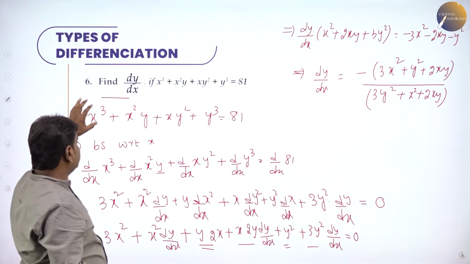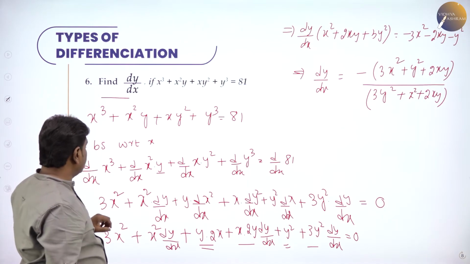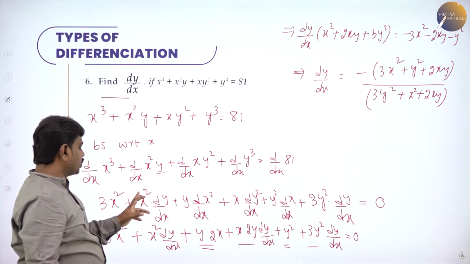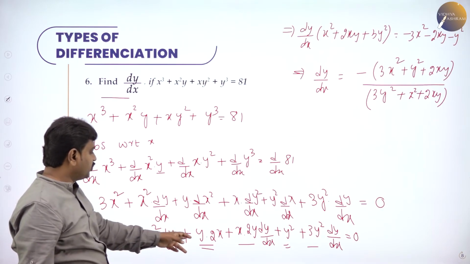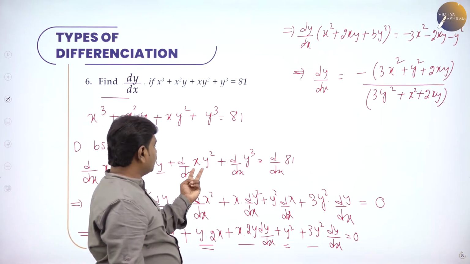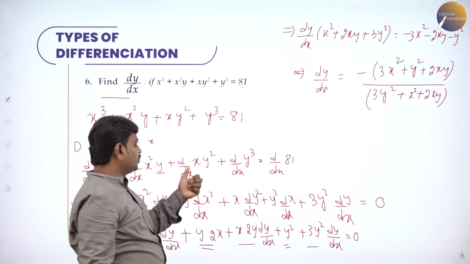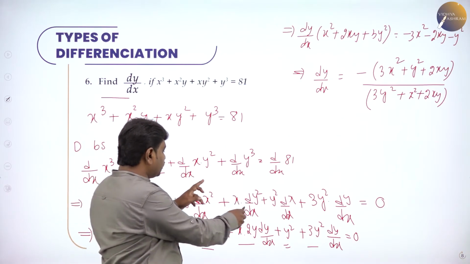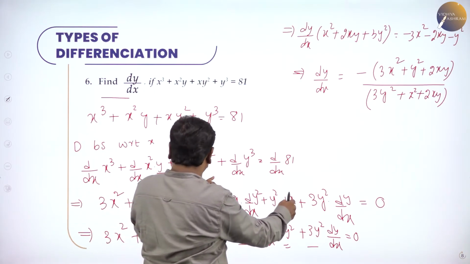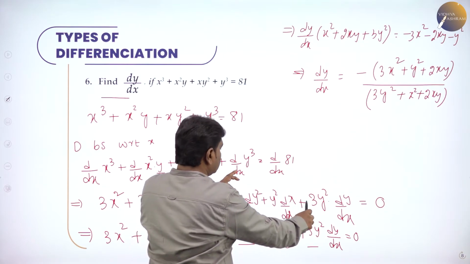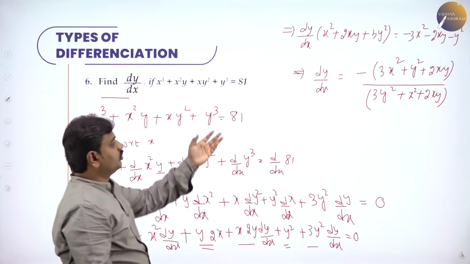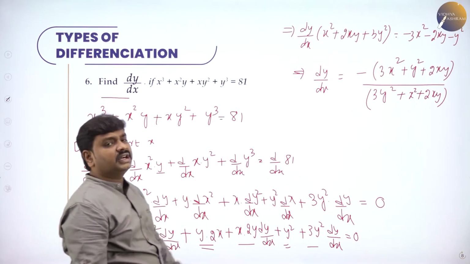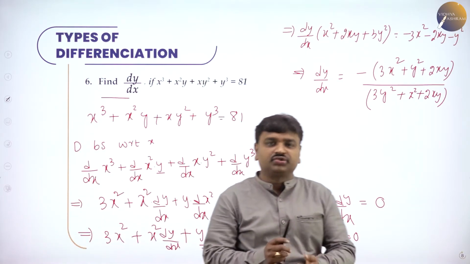And left side, the first term is easy. Derivative of x cube is 3x square. But the second term, x square into y, product rule: x square into dy by dx plus y into derivative of x square. So x square into dy by dx plus y into 2x. And the second term is also a product of two functions here. So x into d by dx of y square plus y square into d by dx of x, plus derivative of y cube is 3y square into dy by dx. Later you rearrange and make dy by dx the subject, you will get the answer. I hope all of you understood this.